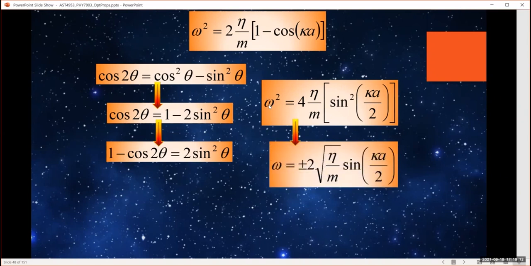And since it's omega squared, I have to square root it. So I've got a term that is the spring constant, which relates to the bonds between the atoms, the masses of the atoms. We've got the distance between the atoms. This is something that is unique to a given substance.